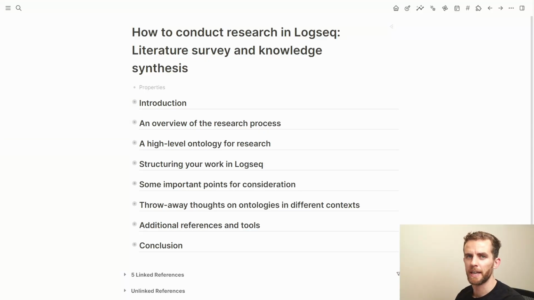So what we're going to go through today, a quick introduction. We're going to have a look at the overview of the research process from start to finish, a high-level ontology for research, so what are the different structures that you can add in your database, how you actually do that in Logseq, then some additional points for consideration, how we can apply some of these thoughts on ontologies in different contexts, and then we're going to just quickly go through some additional references and tools, and then we'll wrap it up.